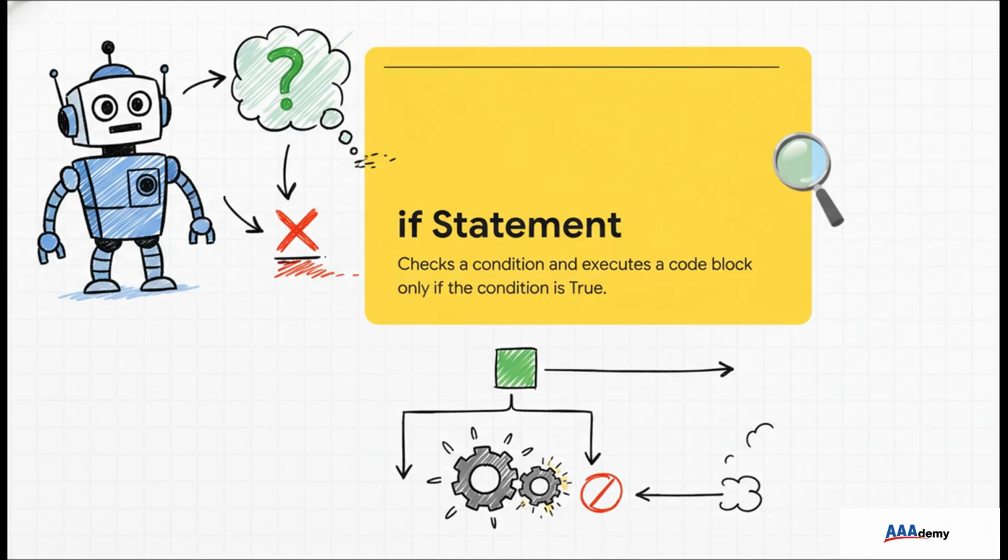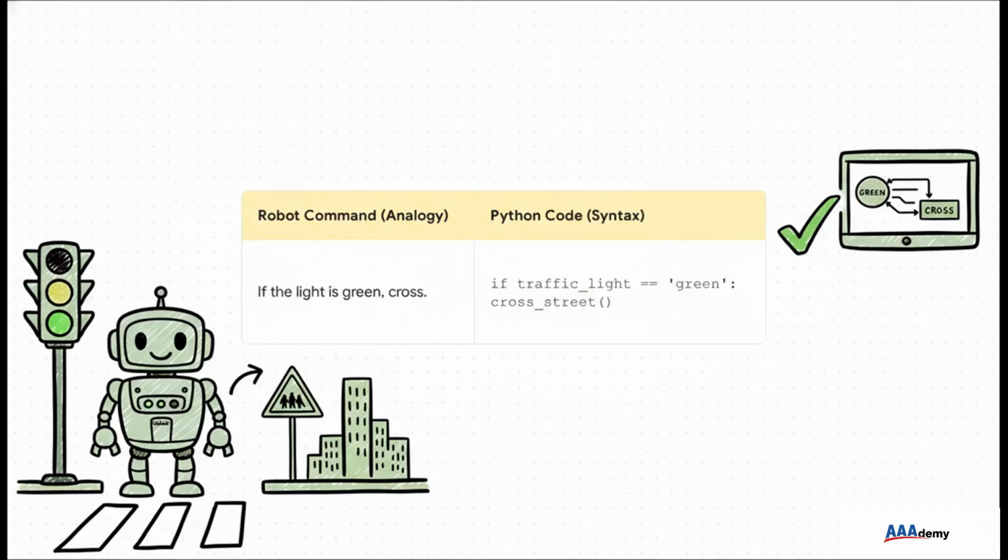It's really just a simple yes or no question. We tell our robot, if this one thing is true, then I want you to perform an action. And if it's not true, the robot just skips it and moves on. Simple as that. And this slide just perfectly illustrates the concept. We tell our robot, if the traffic light is green, go ahead and cross the street.